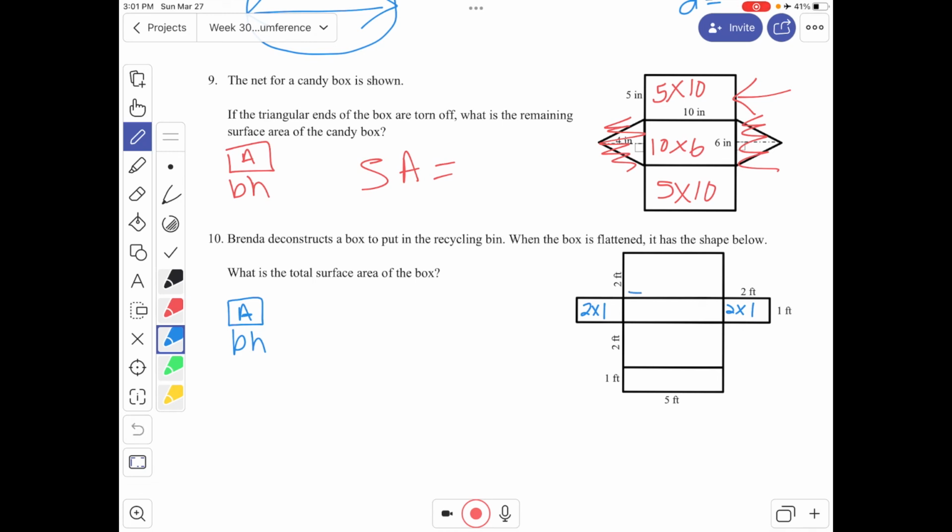Now, the base of this top one is 5 and the height is 2, and that's the same as this big one. So we just need the one in the middle. The base is going to still be 5, and the height is 1. And that'll be the same as this one on the bottom. So if you work all those problems and then add them, you'll have your answer.